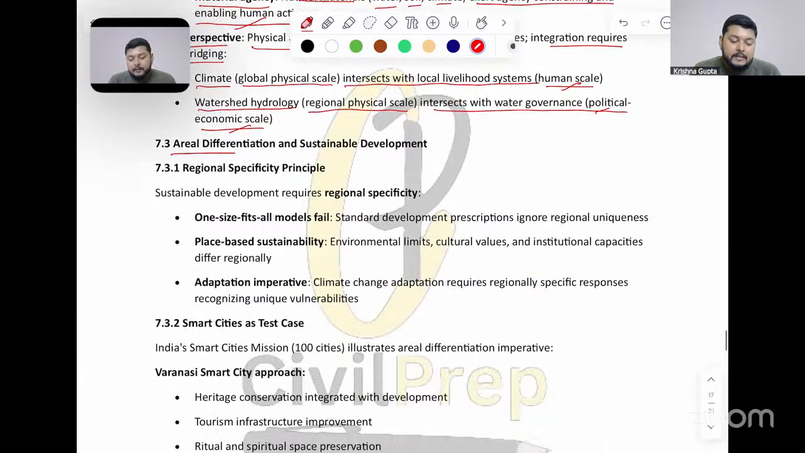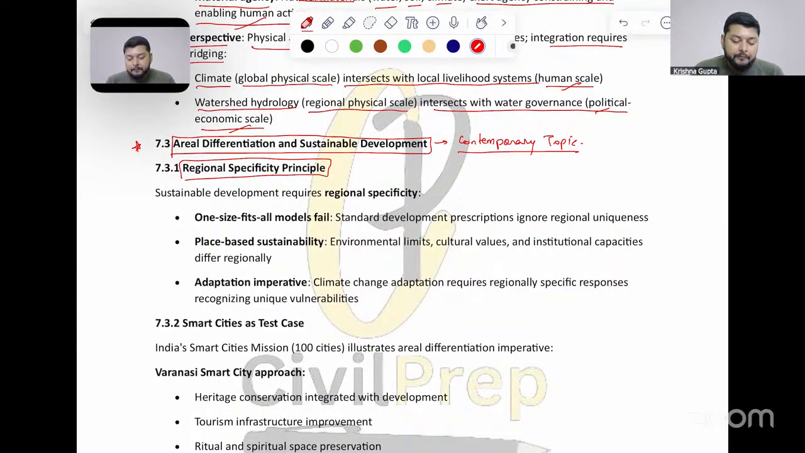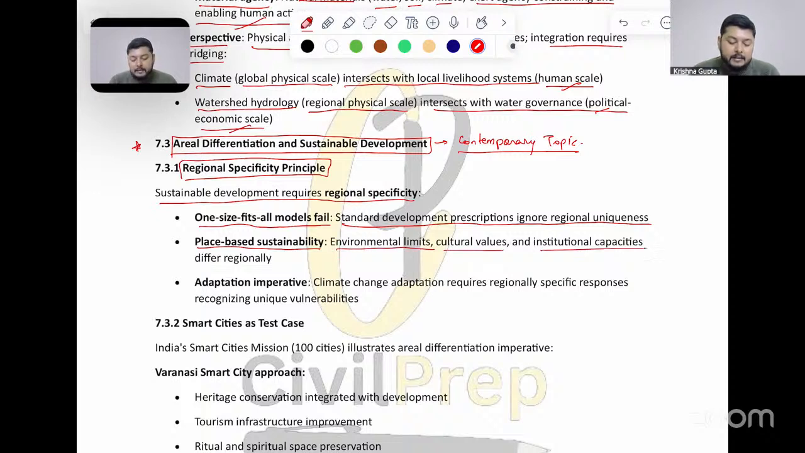Now, areal differentiation in sustainable development, which is one of the important themes asked in contemporary times. The regional specificity principle: sustainable development requires regional specificity. The one-size-fits-all model fails here. Standard development prescriptions ignore regional uniqueness. That is an important issue. Place-based sustainability is highly important. Environmental limits, cultural values, and institutional capacities differ regionally.